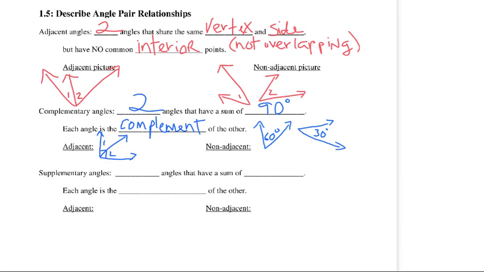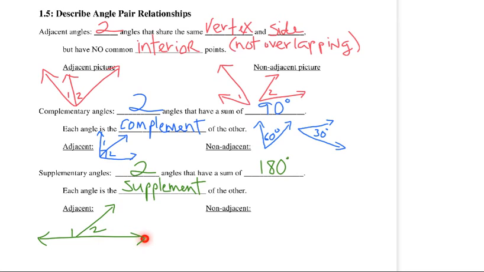So next is supplementary angles, and it's very similar, except it's when two angles have a sum of 180 degrees, which means that each angle is the supplement of the other. And our pictures would look very similar, except the adjacent ones need to show that they are 180 degrees, and this is what my picture looks like. So you can see that it makes a straight line right here.